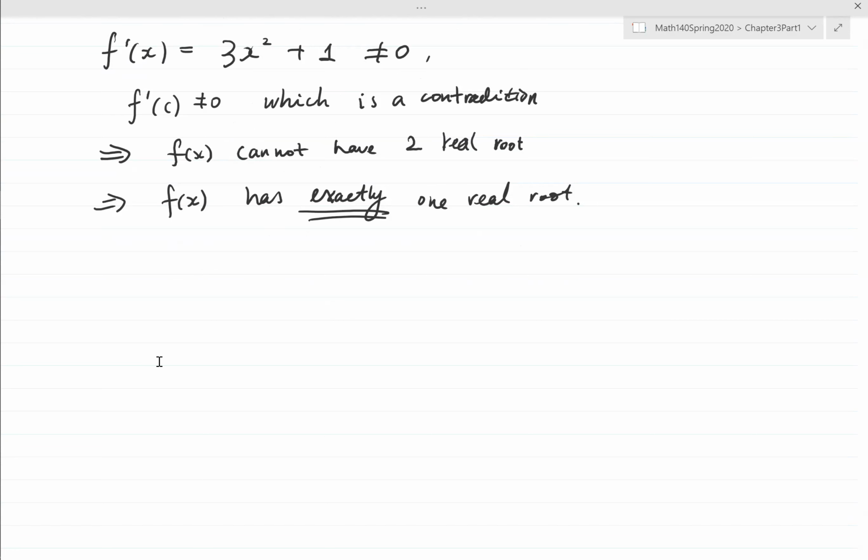Okay, today we will continue with some applications of mean value theorems. Okay, first we do this problem. Example.